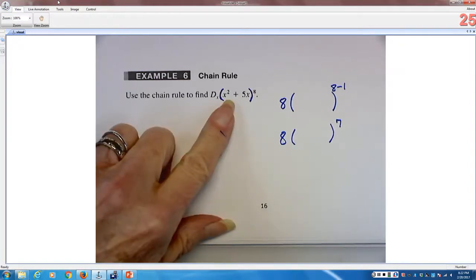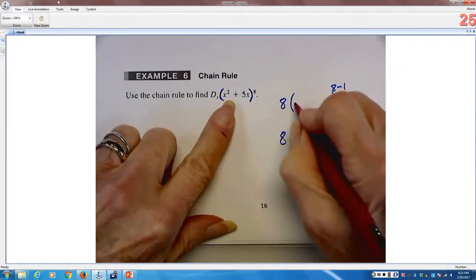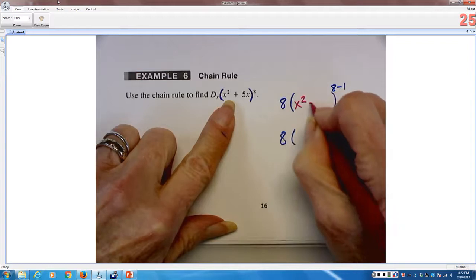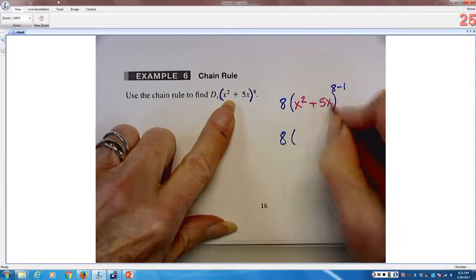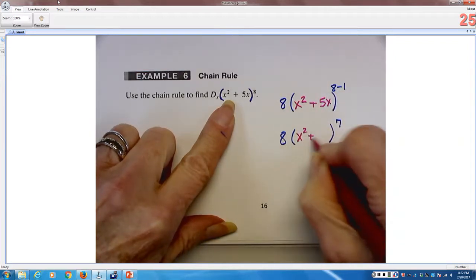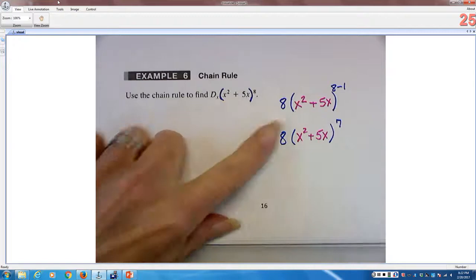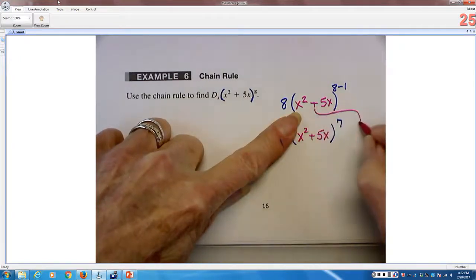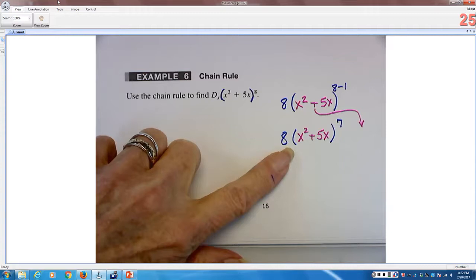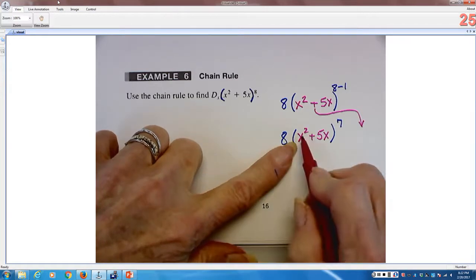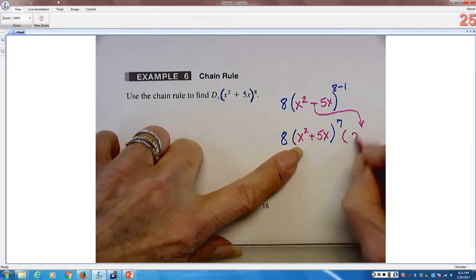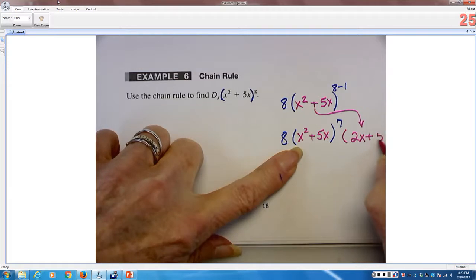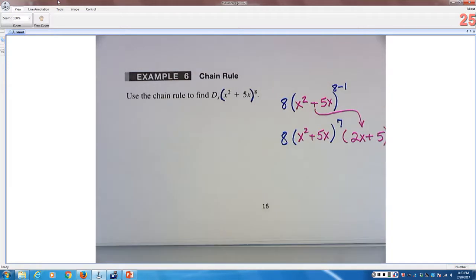What's inside? x squared plus 5x. What's the derivative of what's inside? 2x plus 5. Yes, you're done. That's all you have to do.